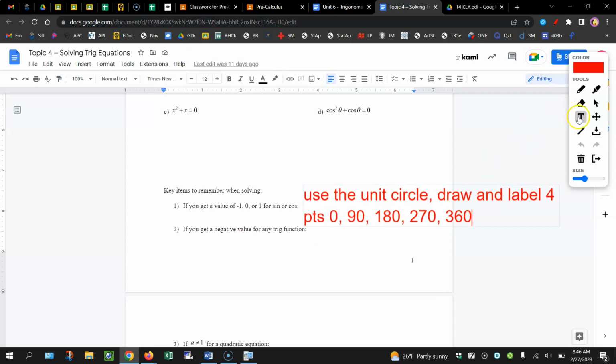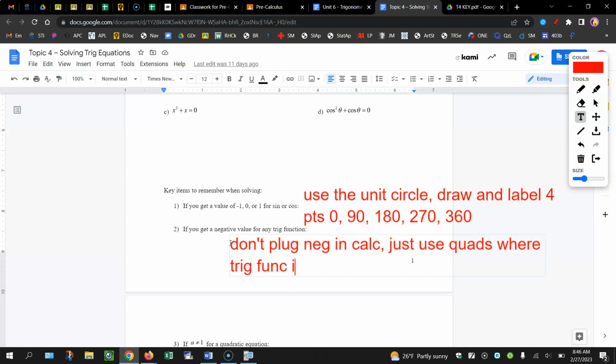If you get a negative value for any trig function, what you're going to do there is don't plug the negative in the calculator. Just use quadrants where the trig function is negative. So like you saw in the one we did a minute ago with sine theta equals -1/2, we did inverse sine of 1/2 to figure that out, got 30 degrees, and then referenced that into quadrants 3 and 4.